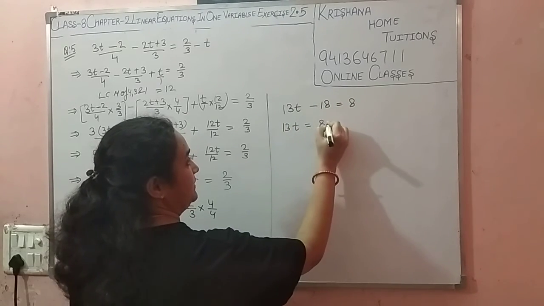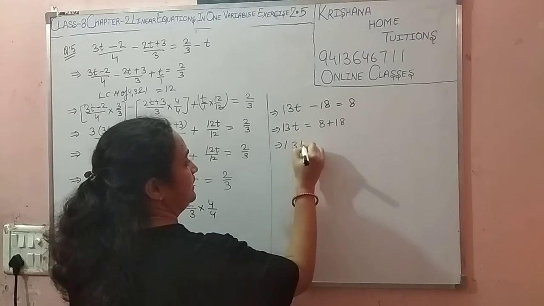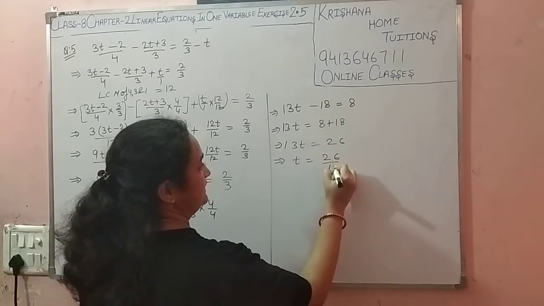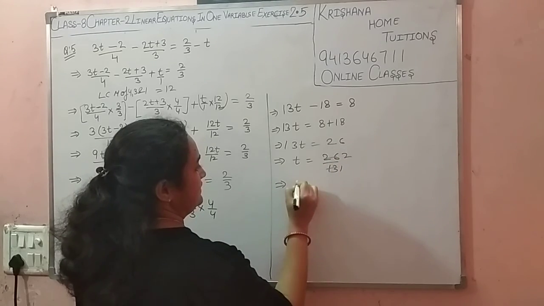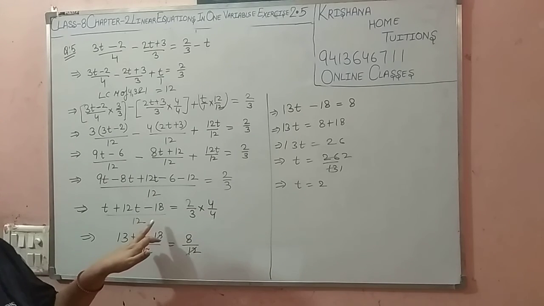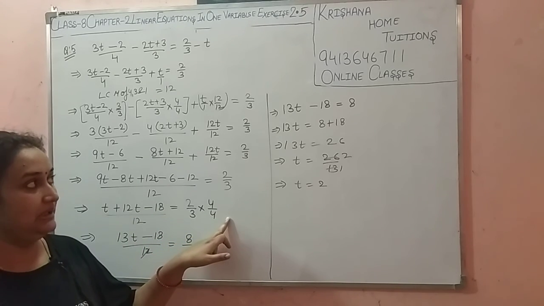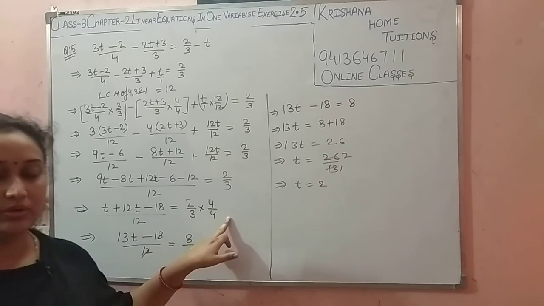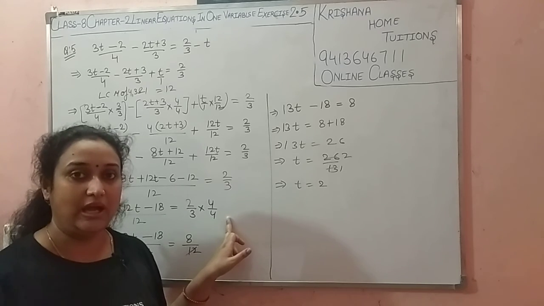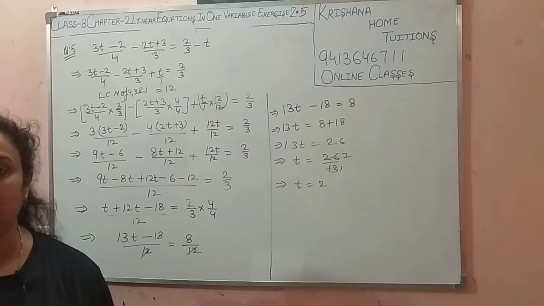13t is equals to 8 plus 18. 13t is equals to 26. t is equals to 26 divided by 13. So t is equals to 2. We have done one mistake. Minus 18 when transferred to that side becomes plus 18, and that mistake we had done. So be careful. These questions are a little bit tricky. These kinds of mistakes can happen. So please be careful, and sorry for this correction.